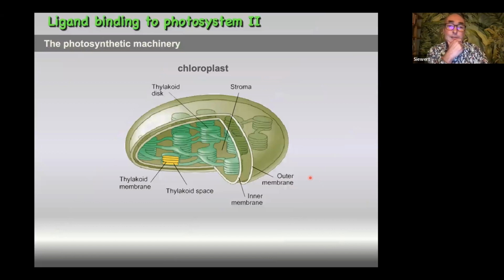So where do we find these thylakoid membranes? Well, they're part of the chloroplasts. So chloroplasts are the light harvesting organelles that you find in any plant cell. And also in certain bacteria, they have similar kinds of organelles. So this is a small organelle that has these internal membranes, including these thylakoid membranes.